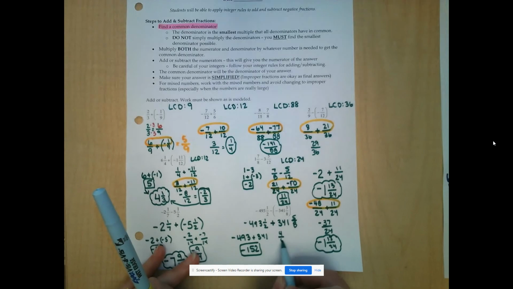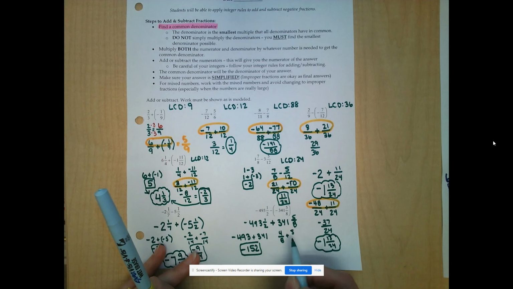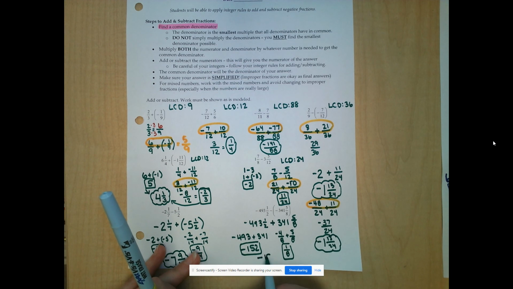1/2 is the same as 4/8, plus 5/8. Now, don't forget, the 4/8 came from a negative number. So the 4/8 is negative because the first number was all negative. And that is 1/8. And I've got a negative with a positive. I'm going to treat it like subtraction. So 152, the difference with 1/8 would leave me with negative 151 and 7/8, and I would be done.